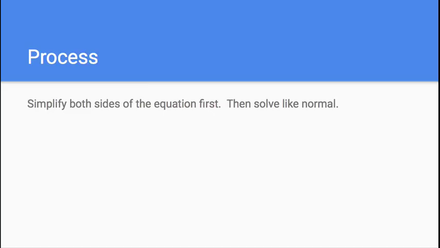The only difference between this and the other equations that we've looked at is this is going to have some extra stuff on one side of the equation. So what we'll do is we'll simplify it until we get to a one-step or a two-step equation like we've been doing, and then you're going to solve like normal. So we're just going to get to some examples. Let's look at some examples.